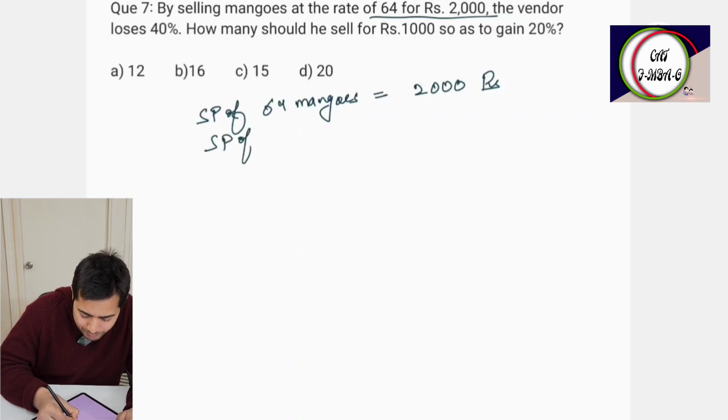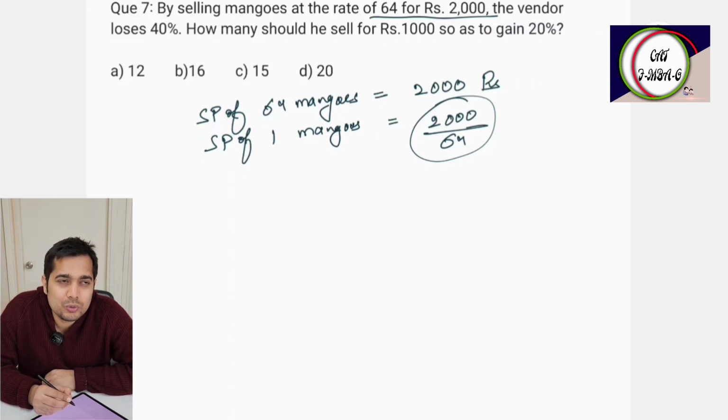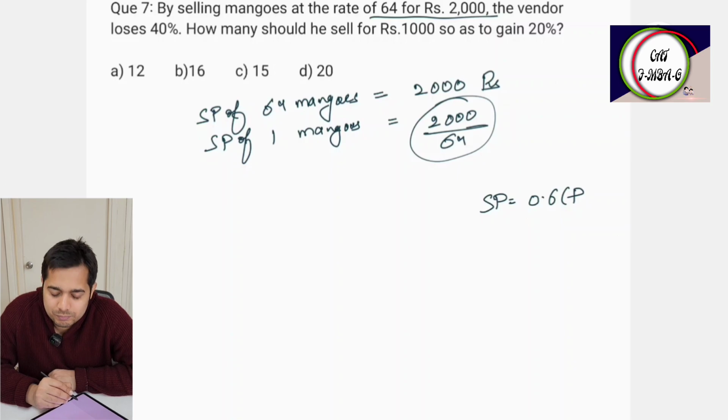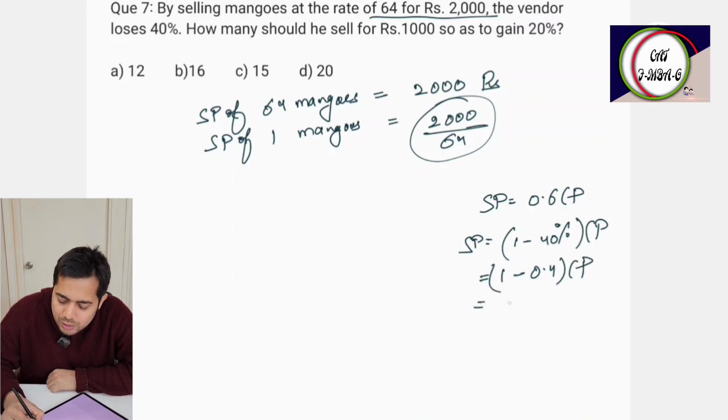So the selling price of one mango is equal to 2000 divided by 64. Okay. The vendor loses 40%. So initially in the starting of the video, I told you that if a loss percentage is given, if there is 40% loss, that means selling price is equal to 0.6 cost price. Got it how I did it? Or you can write it as (1 minus 40%) into cost price is equal to (1 minus 0.4) into cost price is equal to 0.6 cost price.